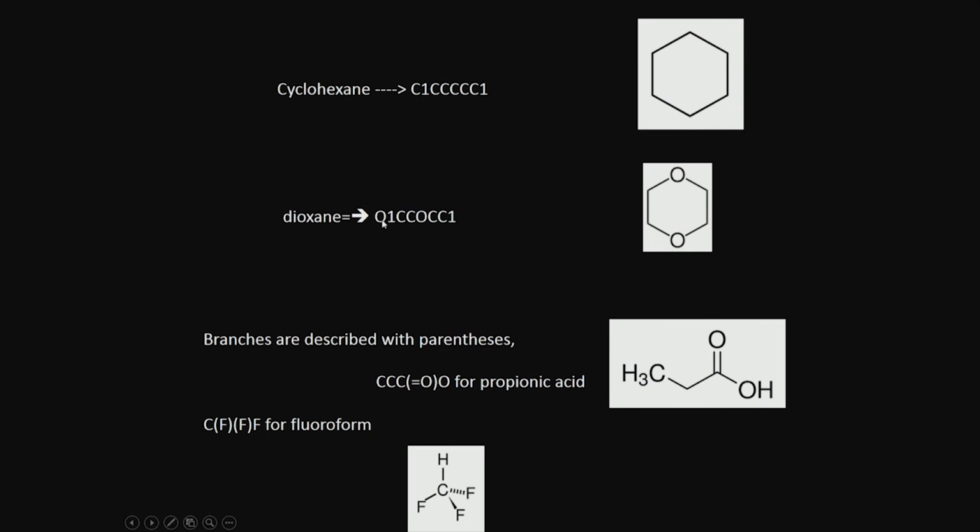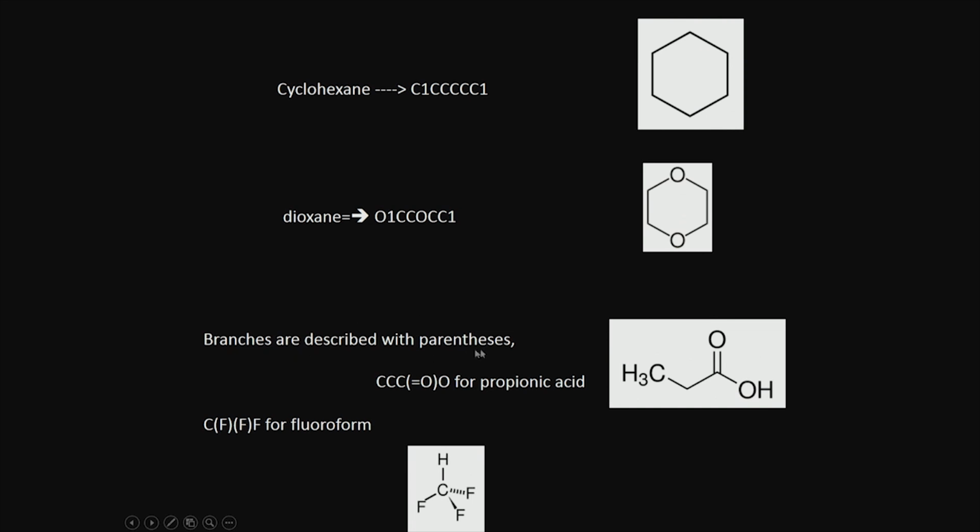Dioxane, so I have O1CCOCCO1... so this one and this one are connected, this O comes in the middle. So, it has got 4 carbons, that is why you have 1, 2, 3, 4 and 2 oxygens.